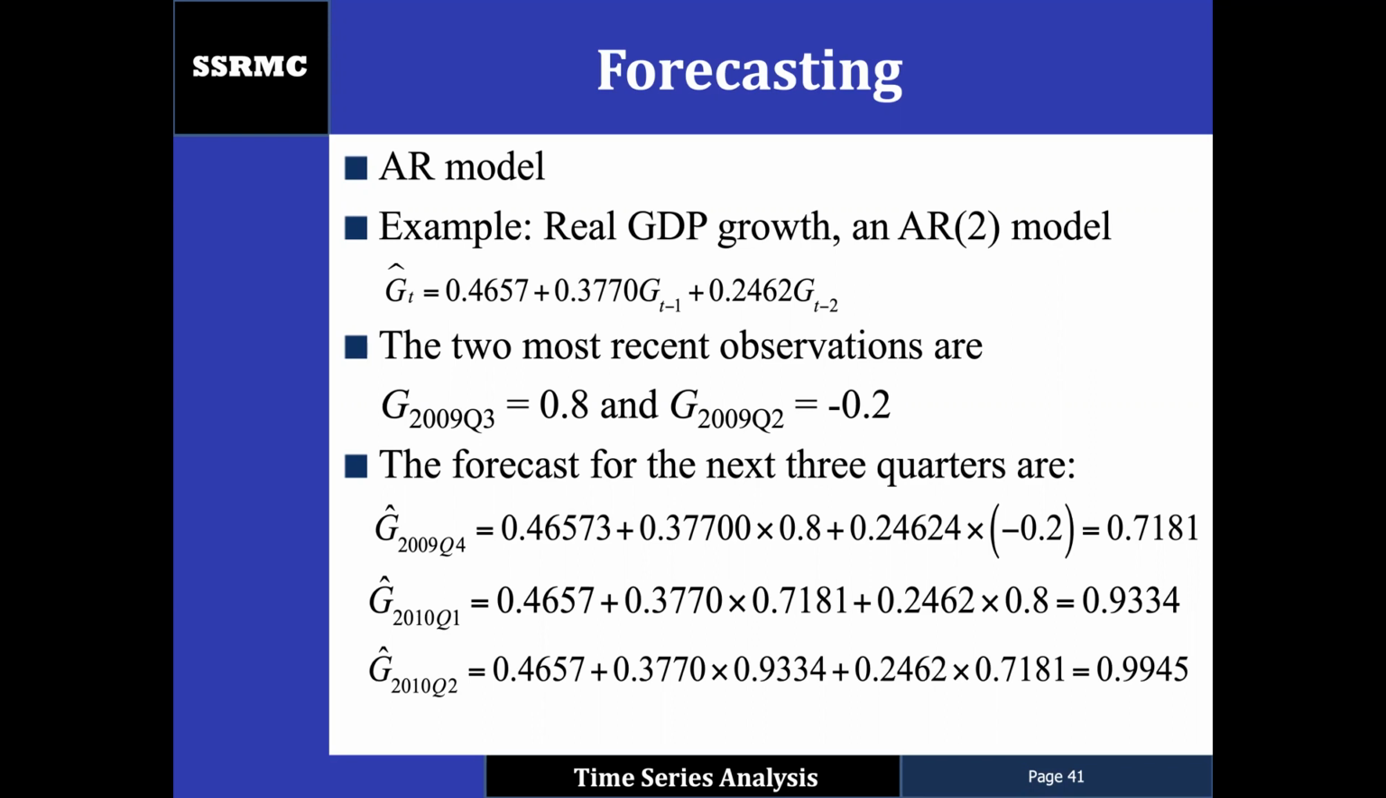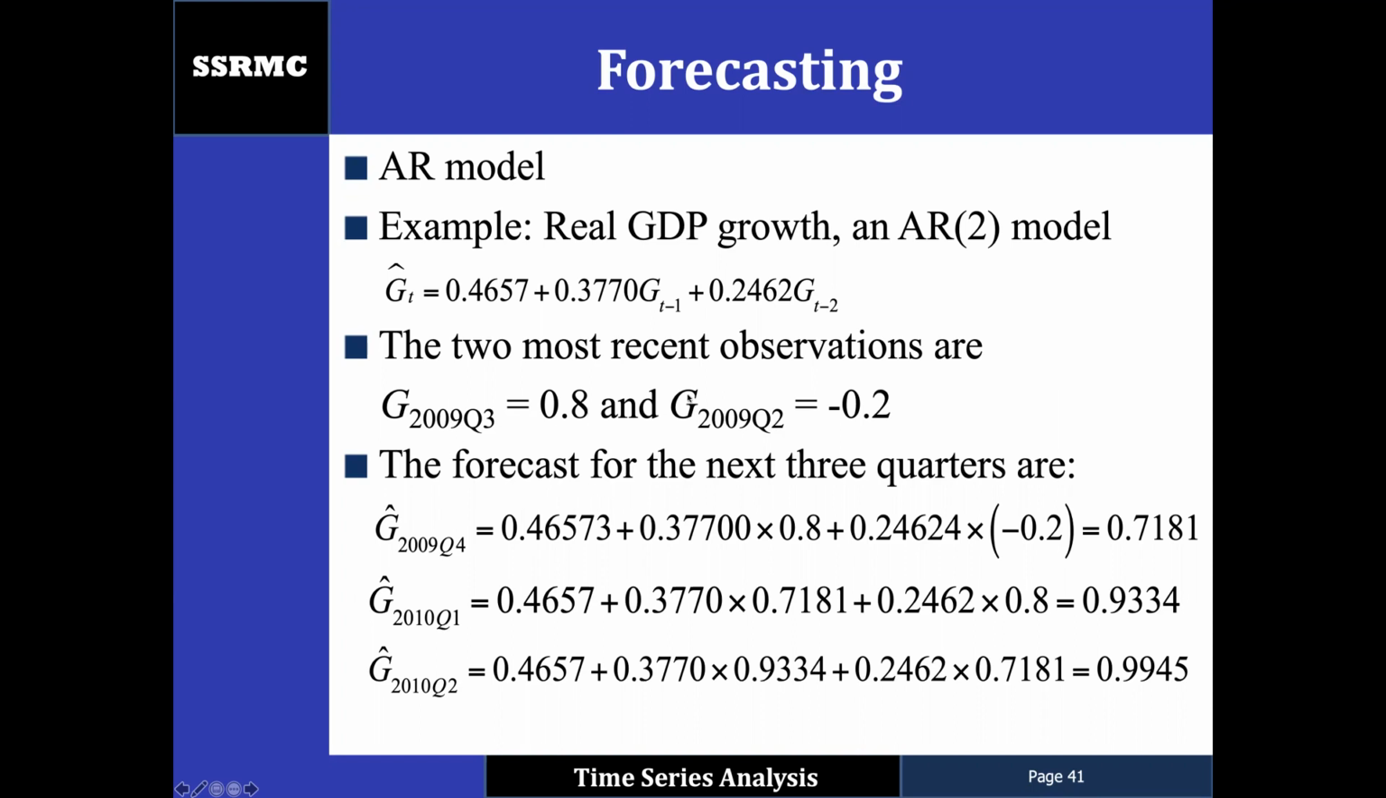The example is real GDP growth, and we have an AR2 model. So if we look at the equation on the slide, we have the lagged terms of the dependent variable, real GDP growth, only on the right-hand side. So that's lagged 1 and lagged 2 terms. So we have the correlation coefficients correspondingly. And the two most recent observations are in the third and the second quarters of 2009.